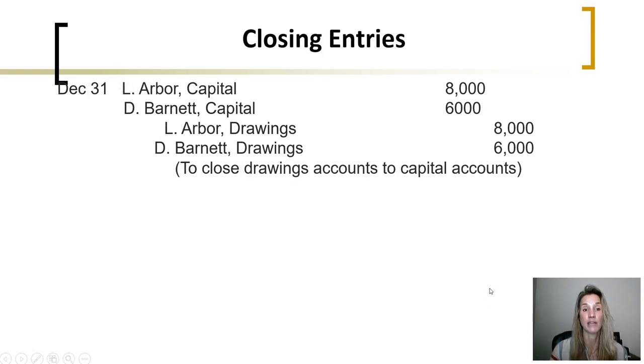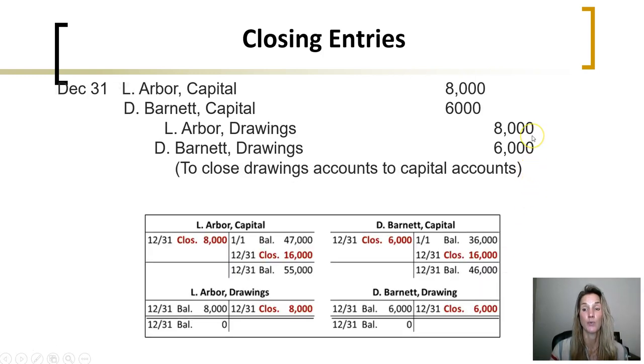Same thing with the drawings. We are going to close out the owners' drawings accounts, their individual drawings accounts, to their individual capital accounts. So again, those journal entries in the closing process are not any different than they were in the proprietorship, except we have multiple owners.